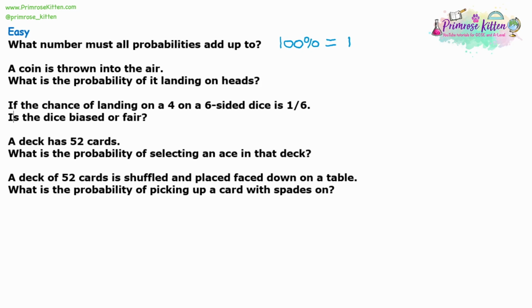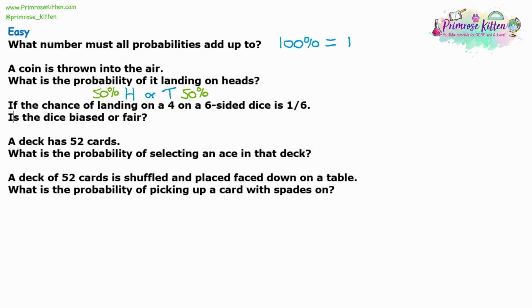Moving on to question 2, it says a coin is thrown into the air. What's the probability of it landing on heads? So with probability, identify all the possible things that can happen. You throw a coin into the air, it can land on heads, or it can land on tails. Now, like we said in question 1, probabilities have to add up to 100%. And with a coin, it's got an equal chance of landing on heads or tails. So you can say that it's got a 50% chance of landing on heads, and it's got a 50% chance of landing on tails, and together heads plus tails equals 100%.